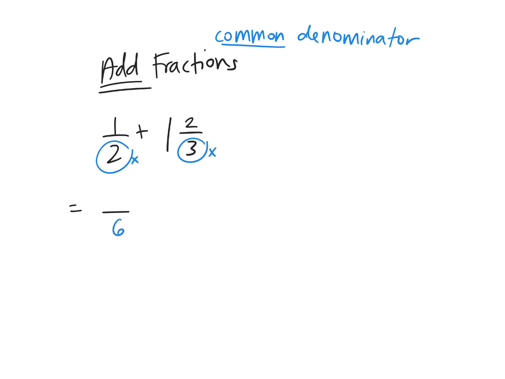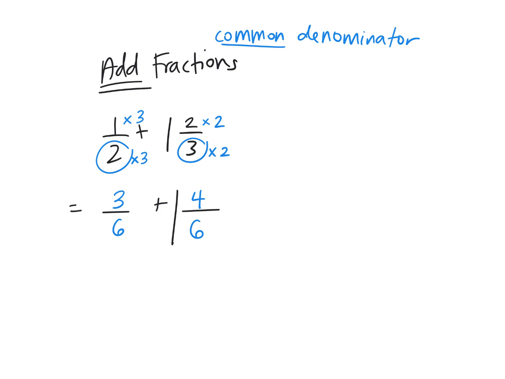Good. This denominator would be 6. So 2 times what gave me 6? 3. Okay? If I multiply the denominator by 3, what do I have to do to the numerator? Same thing. Right? Do you guys remember this? So 3, sorry, we have a 1 here. 3 times 2 is 6, and 2 times 2 is 4.